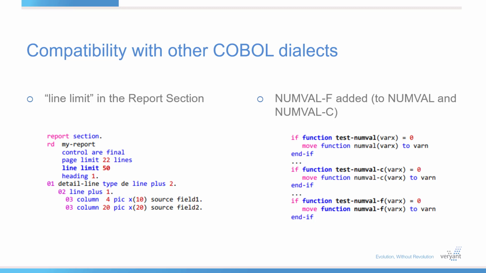The report section is a COBOL section supported by IBM, and we've had support for the report section for quite a while. But now we've expanded that support to include the line limit clause. Any characters beyond that limit are truncated.